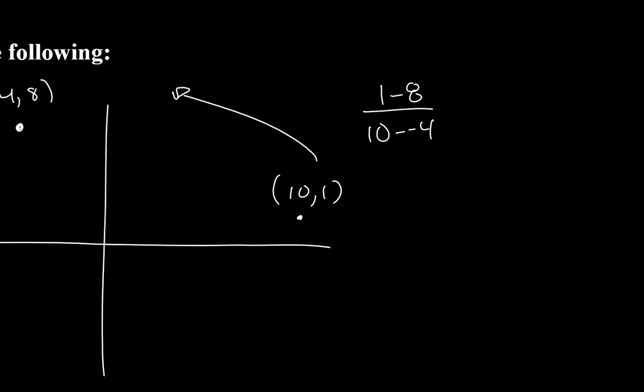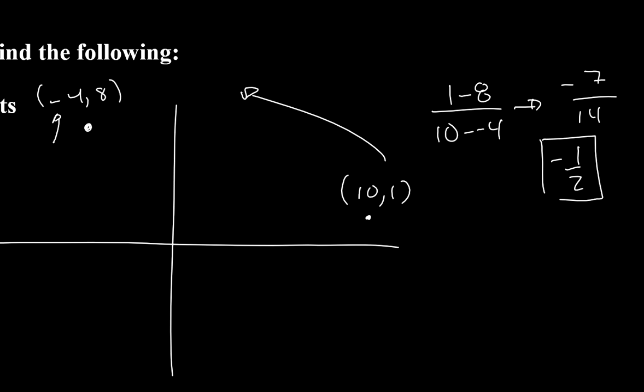So when I look at that, in my numerator, I've got 1 minus 8 is negative 7, and in my denominator, I've got the number positive 14. So my slope ends up being negative 7/14, and that reduces to negative 1/2. So the slope of my line is negative 1/2. So this whole pattern is down 1 over 2, down 1 over 2, etc.